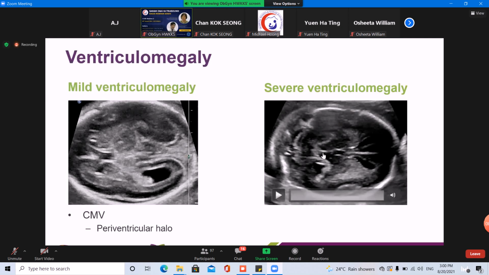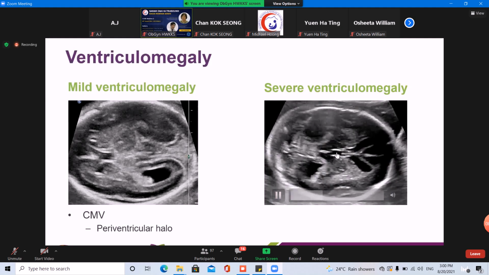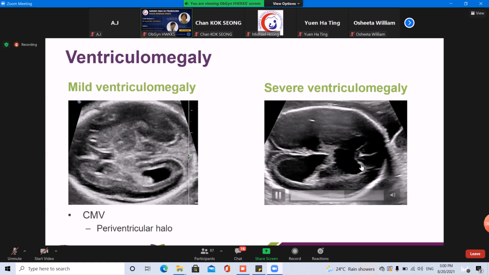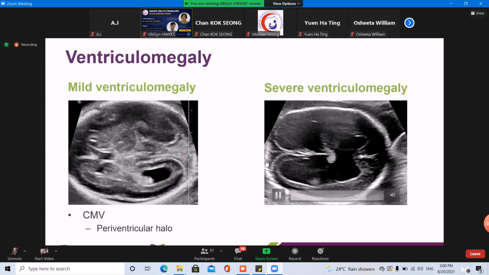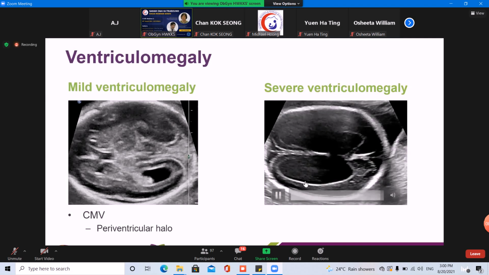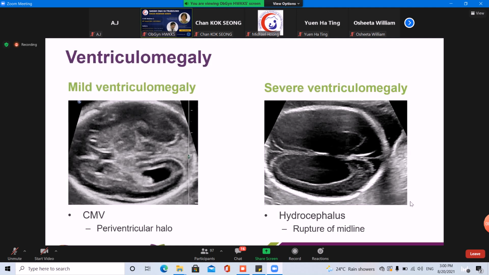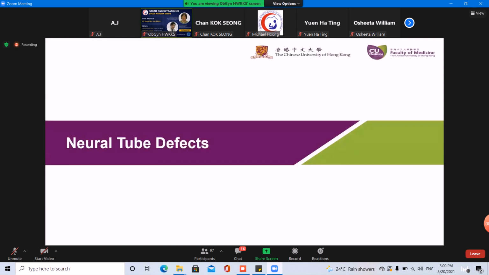Now this is a transthalamic plane, thalamus, and you can see that the third ventricle is dilated. So when you look at this one, the third ventricle is dilated, and then you look at the lateral ventricle, it is grossly dilated, and you can also see that the midline here is perforated. And it is a very severe case of hydrocephalus, causing the rupture of the midline.